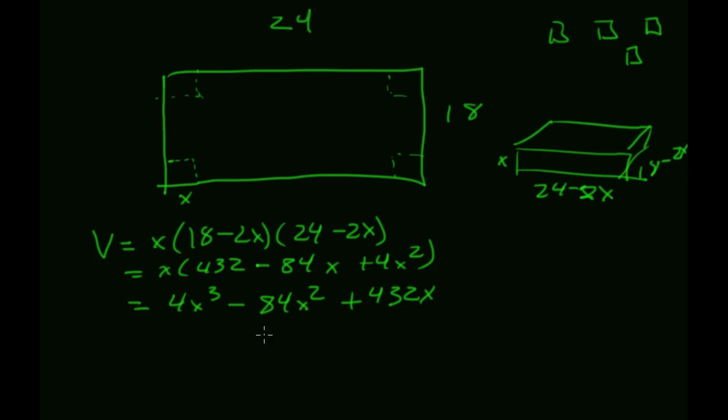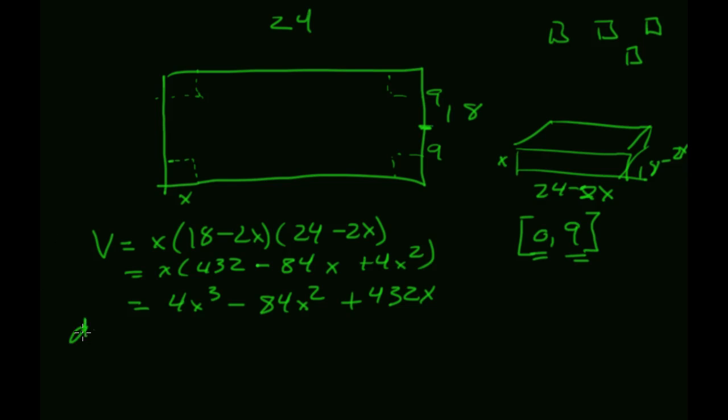Okay, so I do have a domain restriction. I'm restricted to 0 on one end. I had to keep it as the flat sheet of paper, and at most I can go 9, right? Because at 9 and 9, that side's gone. So the endpoints of my domain are 0 and 9. Now, it's pretty clear that 0 and 9 are going to be minimums, because at 0 I have a box that has no volume, and at 9 I am also going to have a box that has no volume.